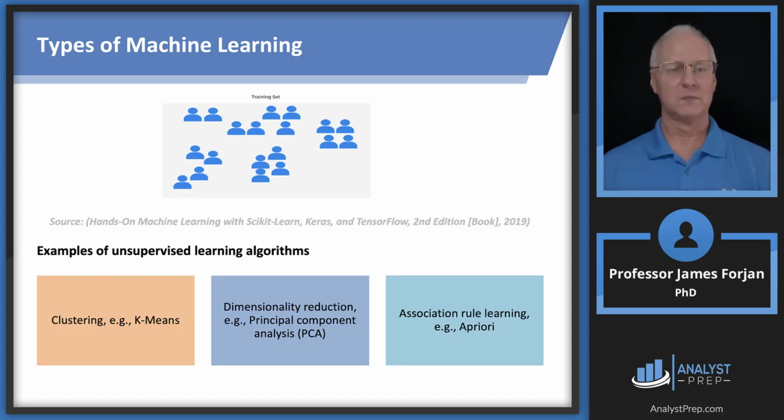Examples: principal component analysis there in the middle. We'll do that. K-means, we'll do that, and then association rule learning. We'll do all that kind of stuff. So what we're going to try to do is take a training set like we have up at the top, and use that training set to estimate the parameters within that data set, whether it's by any of those three methods.